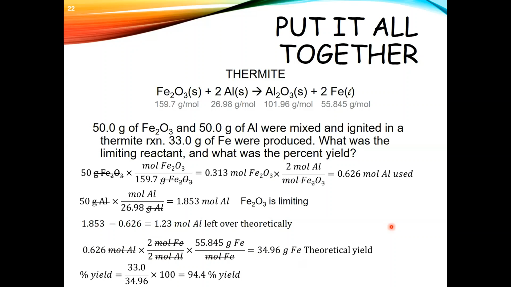So that is limiting reagents, percent yields, and a little bit of leftovers. Hopefully that was helpful to you. Let me or the TAs know if you have any questions or concerns.